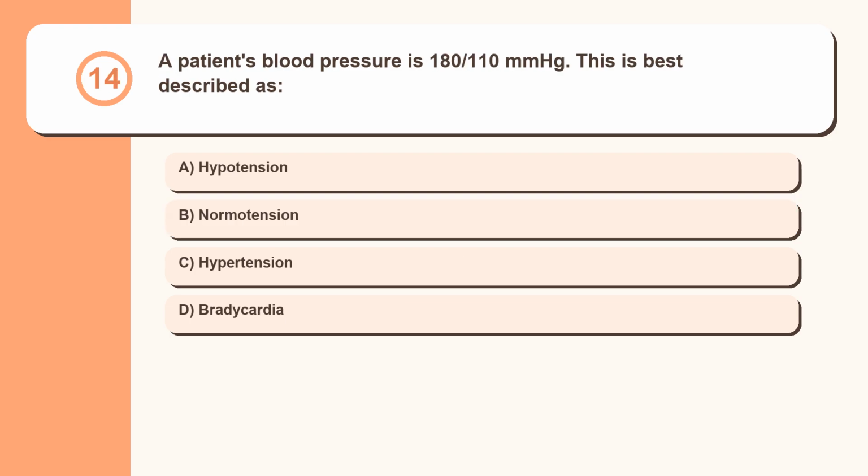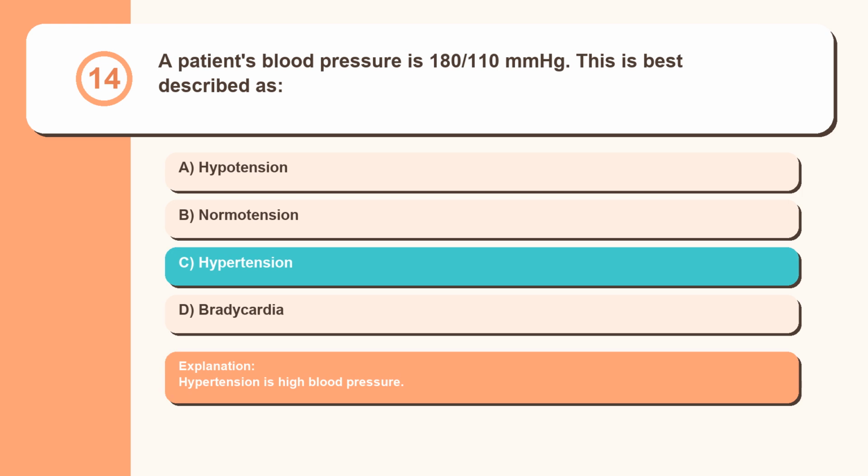Question 14. A patient's blood pressure is 180/110 mmHg. This is best described as hypotension, normotension, hypertension, bradycardia. Hypertension is high blood pressure.